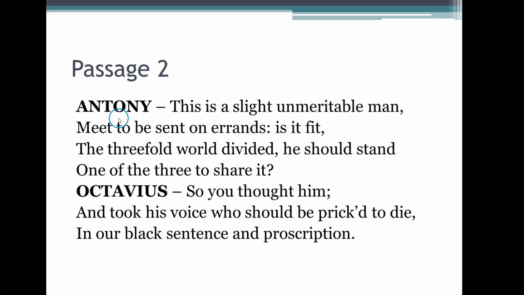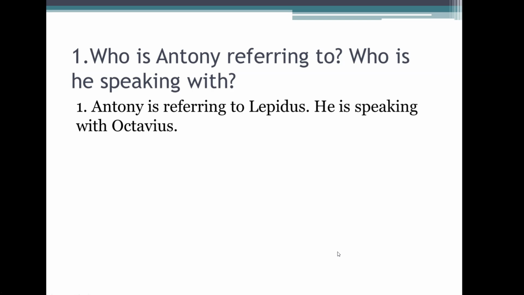This is passage 2. Antony, this is a slight unmeritable man, meet to be sent on errands. Is it fit, the threefold world divided, he should stand, one of the three to share it? Octavius, so you thought him, and took his voice who should be pricked to die, in our black sentence and proscription. So this is the passage. Now question, who is Antony referring to? Who is he speaking with? Antony is referring to Lepidus, so you can underline Lepidus. He is speaking with Octavius. So you can underline Octavius.